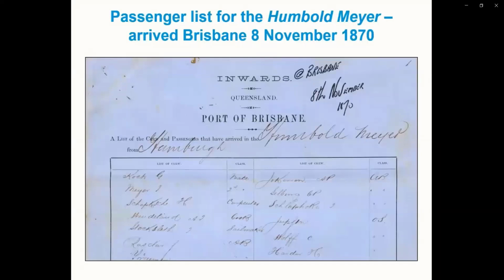This is an example of an inward passenger list from 1870. The handwriting is not the easiest to read, but we can see that the ship is the Humboldt Meyer, arriving at the port of Brisbane on the 8th of November 1870, from Hamburg. This first page lists the names of the crew, and this is an example of the list of passengers.